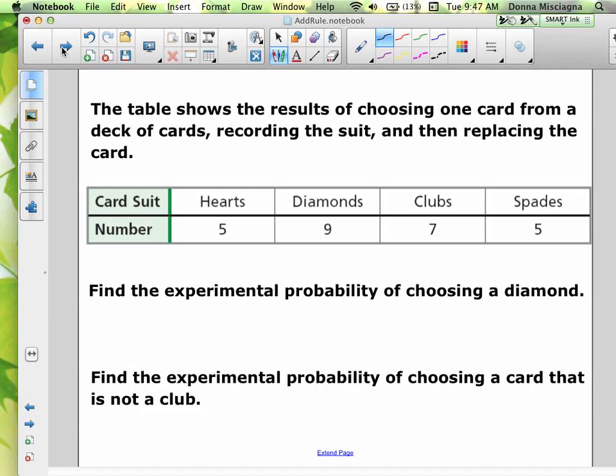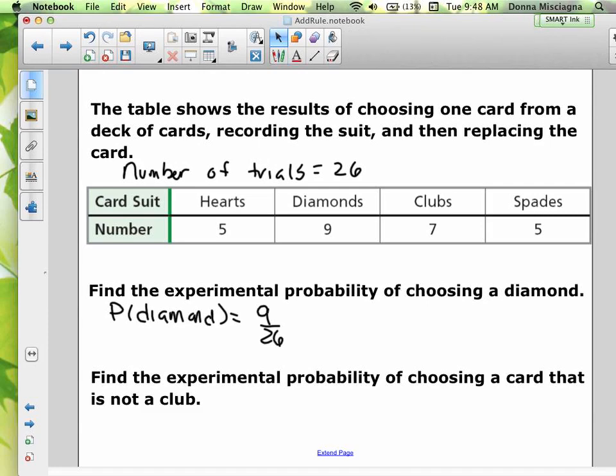Right, there's more experimental probability. The table shows the result of choosing one card from a deck of cards, recording the suit, and then replacing the card. What were the number of trials? Right, we'll just add those together. We want the probability of choosing a diamond. What would that be? Yellow 3. Yep.